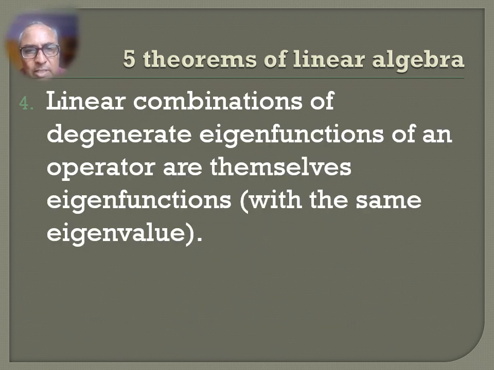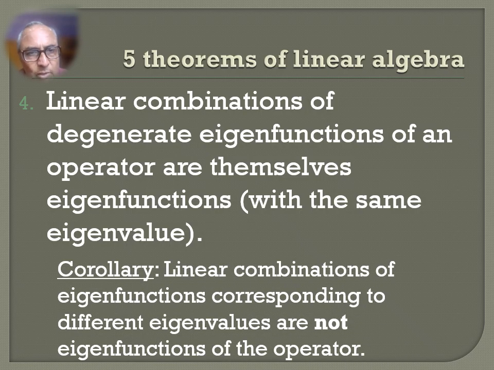The fourth theorem is that linear combinations of degenerate eigenfunctions of an operator are themselves eigenfunctions with the same eigenvalue. The corollary is that linear combinations of eigenfunctions corresponding to different eigenvalues are not eigenfunctions of the operator.